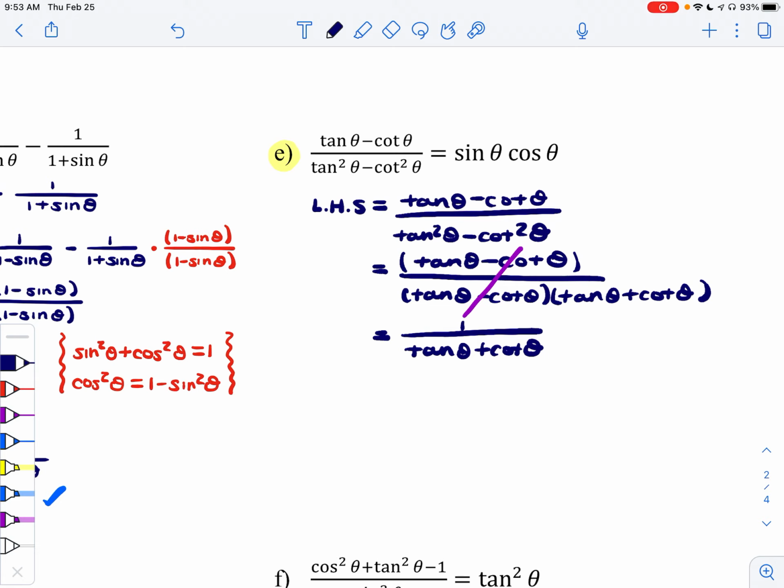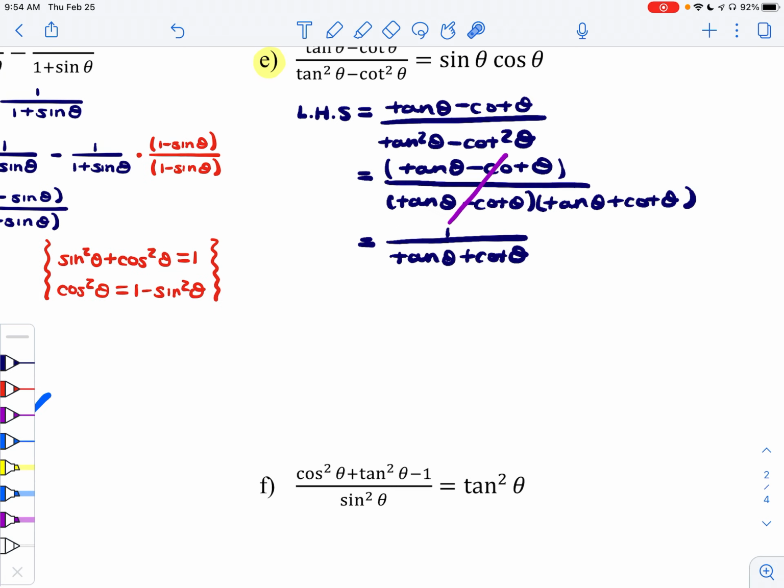All right, so now there's not really anything more that we can do with algebra, so now is the time to start bringing in our trig identities. So nothing's squared anymore, so we can't be using any of our Pythagorean identities. So instead, we're just going to think about our quotient identities. So for that, we can change our tangent to sine over cosine. And we can change our cotangent to cosine over sine.